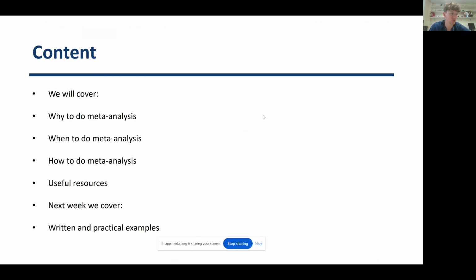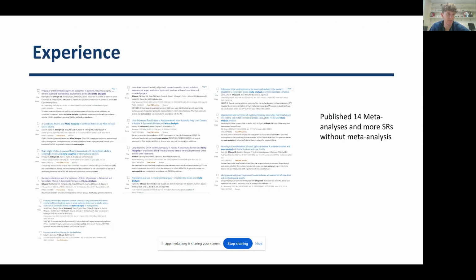So what we'll cover is, as far as meta-analysis goes, why you should do one, when to do one, how to do one, and then some useful resources and lessons you can take from it to prepare yourself next week. Next week, we'll also cover some written and practical. We'll go through the practical steps of doing a meta-analysis using some examples.